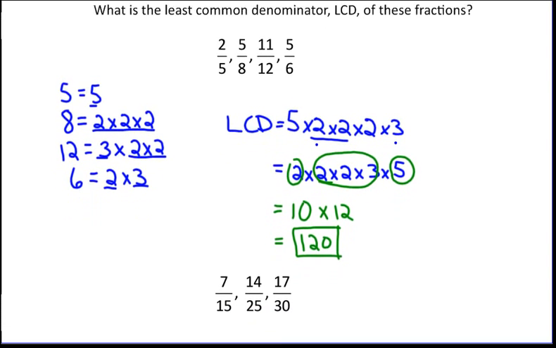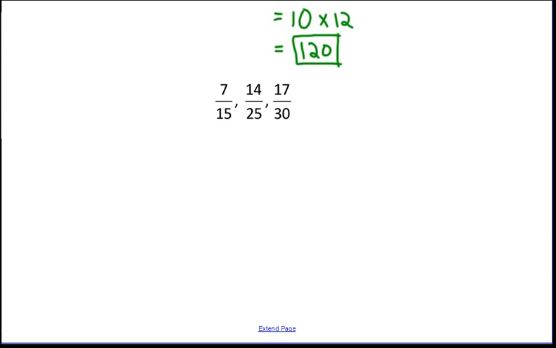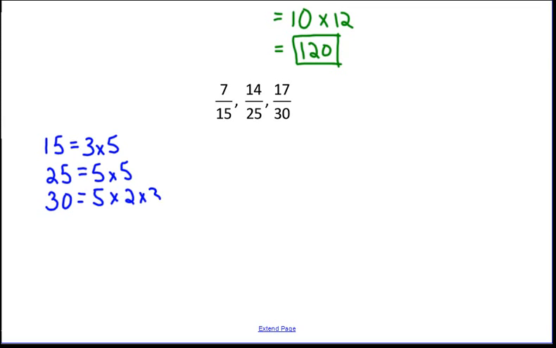All right, let's go on to another problem. In the denominator we have a 15, a 25, and a 30, and we are looking for the least common denominator. 15 can be written as 3 times 5. 25 can be written as 5 times 5. 30 can be written as 5 times 6, and 6 can be written as 2 times 3. So there is the prime factorization of each of our denominators.